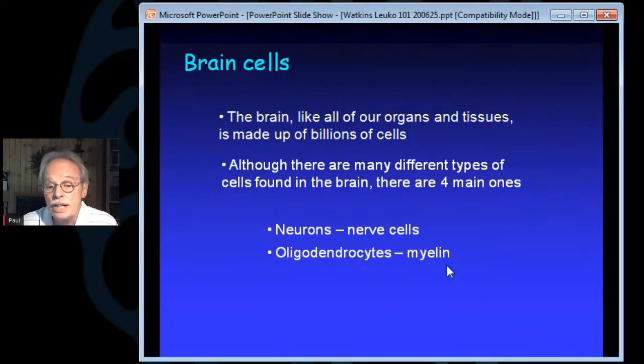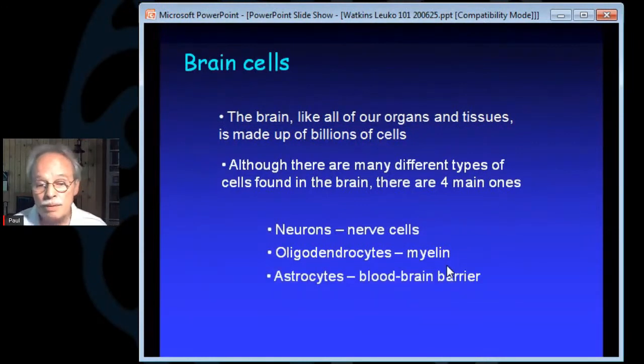There are oligodendrocytes, and these are the cells that actually make the myelin, the white matter that surrounds the axon. And what the myelin does, as you'll see in some pictures in a little bit, is wrap around the wire, the axon of the nerve cell, and act like an insulator, so we don't get short circuits. Another type of cell that's very prevalent in the brain is called astrocytes.